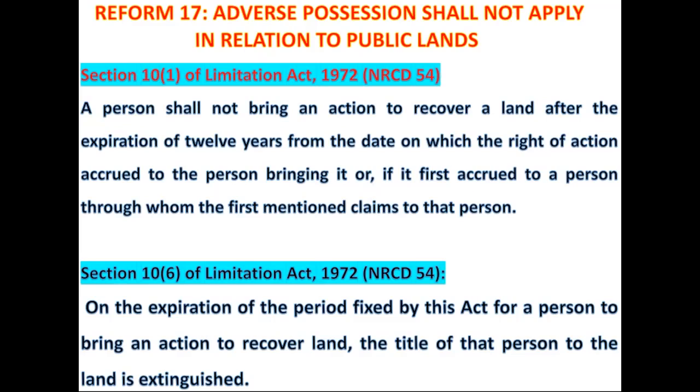Let's come back to section 10. Section 10 says that on the expiration of the period fixed by the Act for a person to bring an action to recover land, the title of that person to the land is extinguished. Meaning that if I am on your land for 12 years as an adverse possessor, and you don't bring an action within 12 years to take over the land, my adverse possession will extinguish your ownership of the land and I, the adverse possessor, will be the new owner of the land, and you can't do anything about it. Adverse possession operates to also extinguish the right of the previous owner of the land.